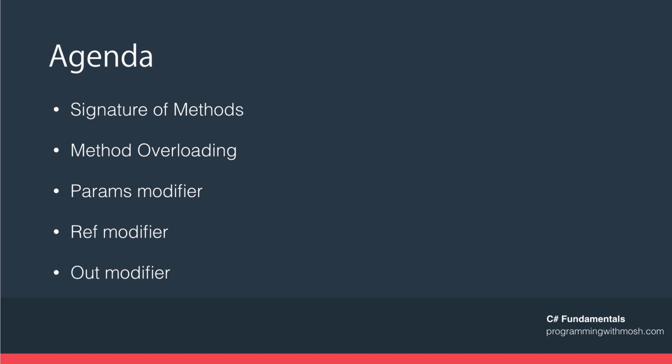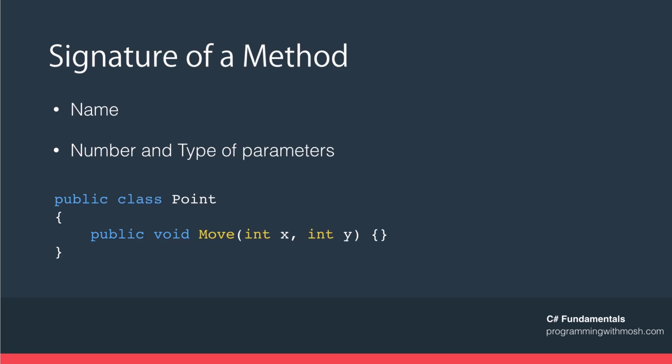So let's get started. What is the signature of a method? The signature of a method consists of its name and the number and type of its parameters. So in this example, you see we have a point class that has a method called move. I have highlighted the areas that make up the signature of this move method with yellow. So the name and the type and number of parameters.